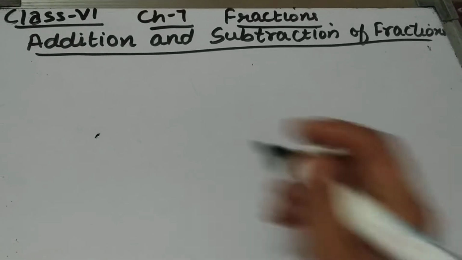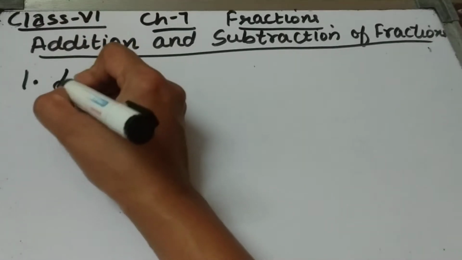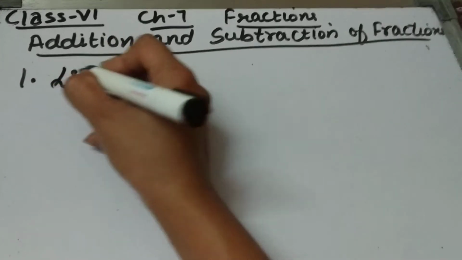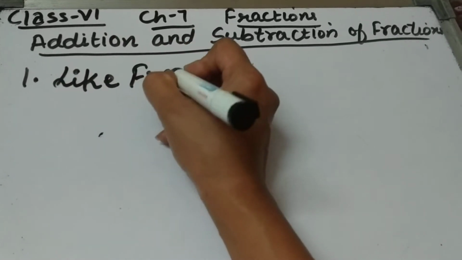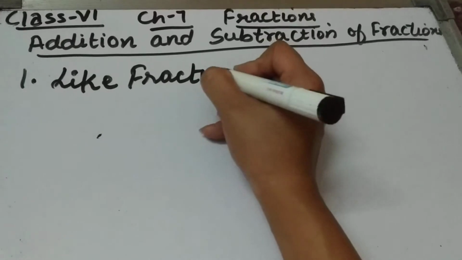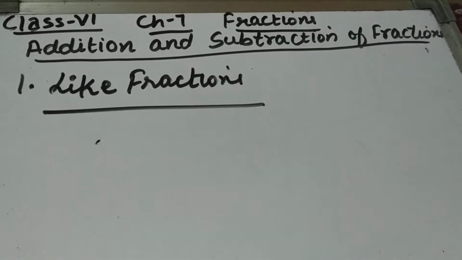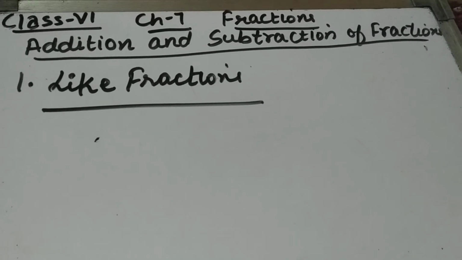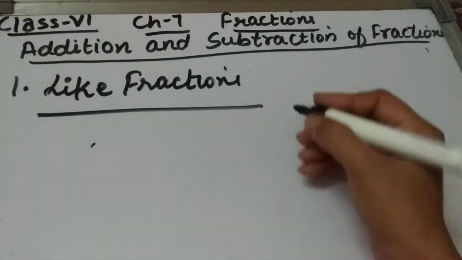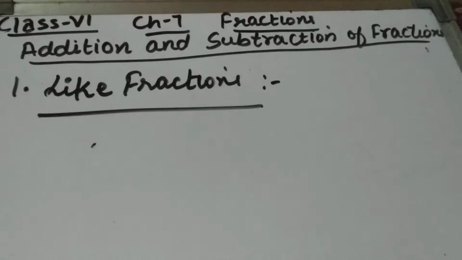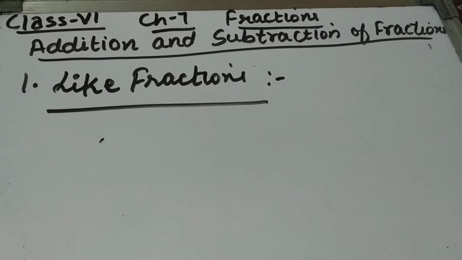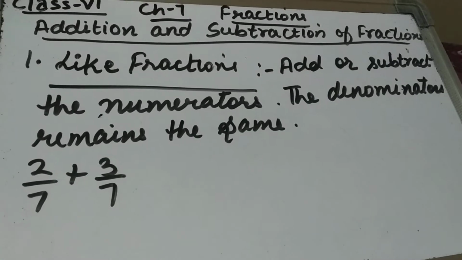First of all, like fractions: how do we add and subtract them? We add or subtract the numerators and the denominator remains the same if the fractions are like.